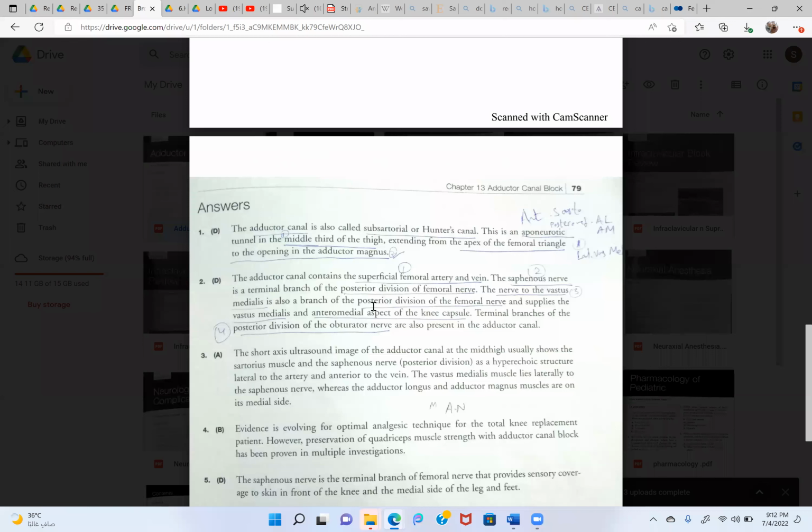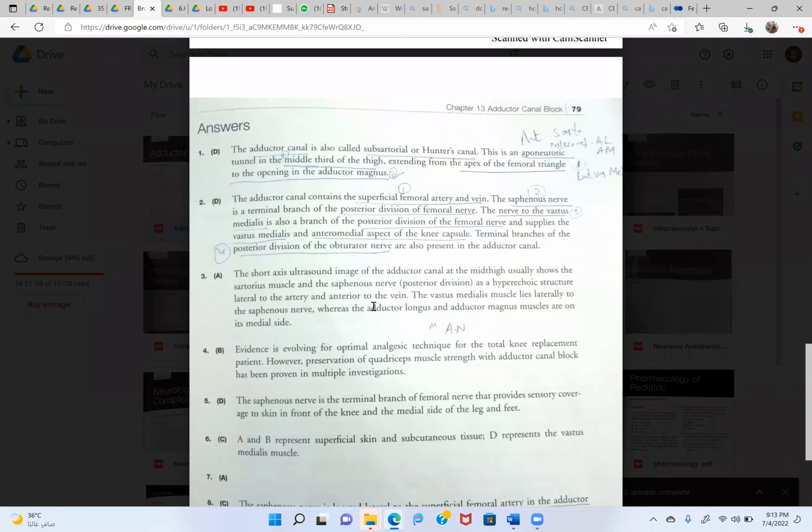The adductor canal contains the superficial femoral artery and vein. The saphenous nerve is the terminal branch of the posterior division of the femoral nerve. The nerve to the vastus medialis is also a branch of the posterior division of the femoral nerve. You should know the branches, and it supplies the vastus medialis and the anteromedial aspects of the knee capsule. Terminal branches of the posterior division of the obturator nerve are also present in the adductor canal. These are the contents of the adductor canal.